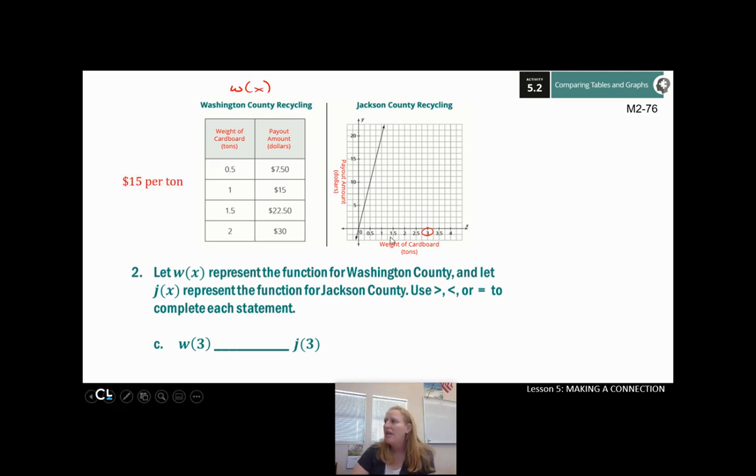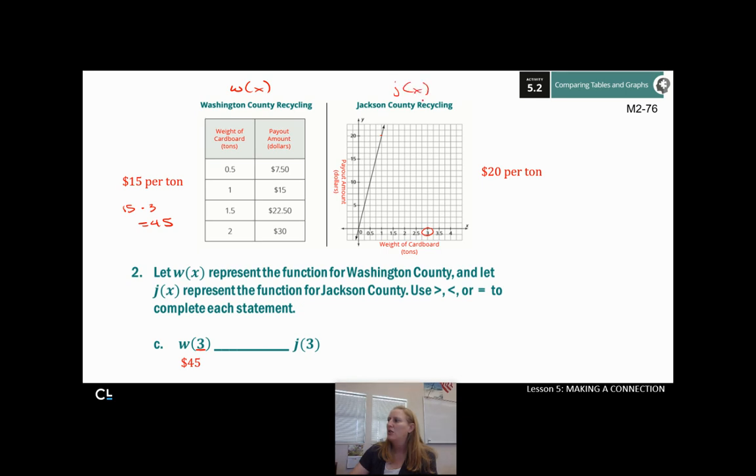Did you catch that? Did you also catch, courtesy of that last problem, that when we did 1, we got $20 worth of cardboard from it? So that means that Jackson County is giving us $20 per ton of cardboard. So if I'm doing 3 tons of cardboard, well, $15 per ton, but I'm doing 3 tons, fine. 15 times 3 equals 45. So it looks like Washington County will give me my $45.